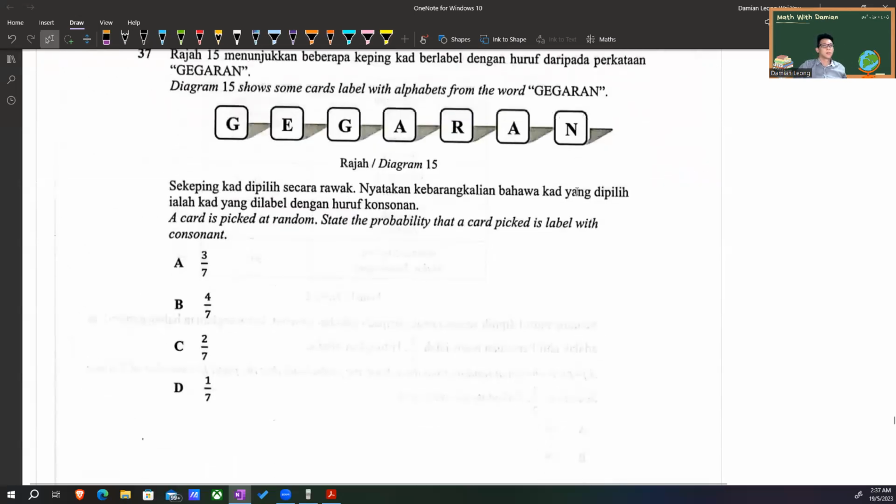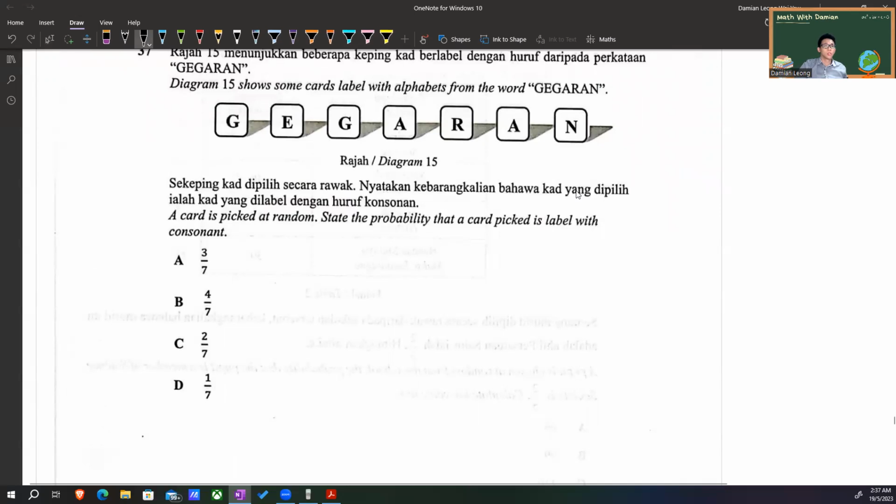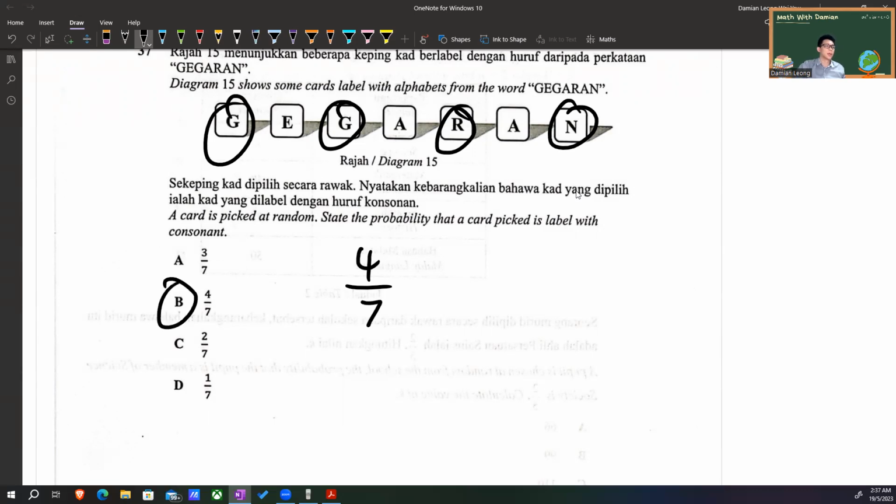37. I have cards with alphabets from the word Gagaran. A card is picked at random. Probability that the card picked is labeled with a consonant. Consonant means not vowels. So I have 1, 2, 3, 4 consonants. So probability will be 4 out of a total of 7 cards. So 4 over 7. Answer B.